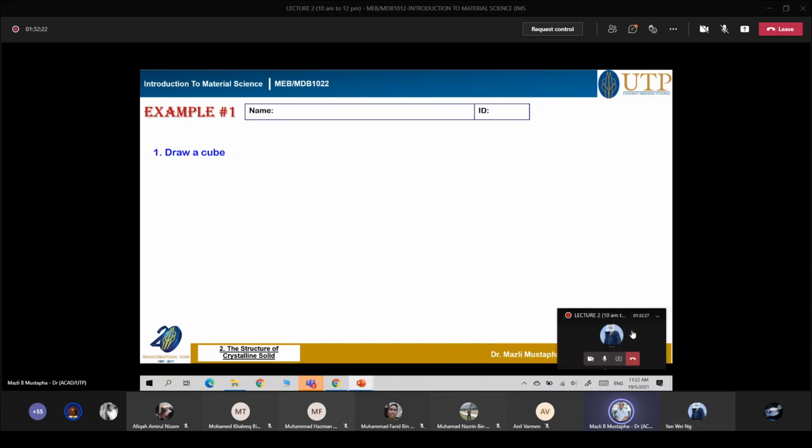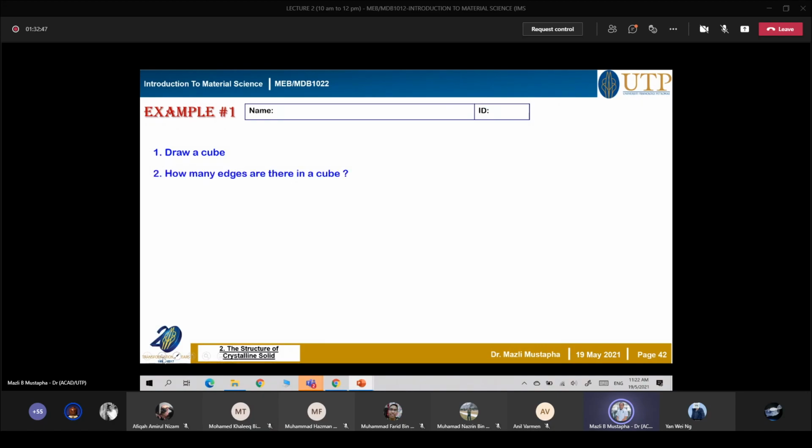This one, I will not ask you to do; we just do it together. Later on, before the online exam, we will have a revision class. Let's say this one: draw a cube. If I ask you to draw a cube, and how many edges and corners are there in the cube, this is just for your understanding. You will not see this type of question.